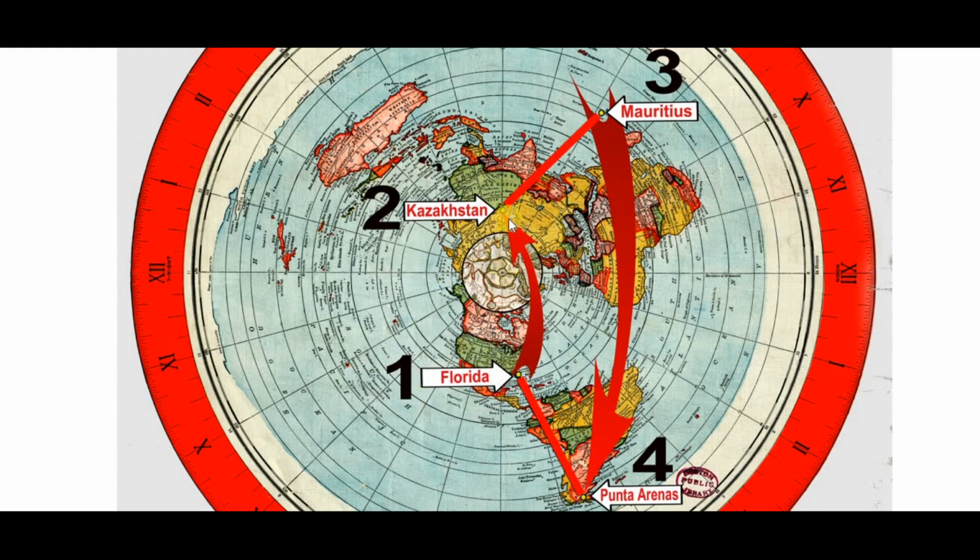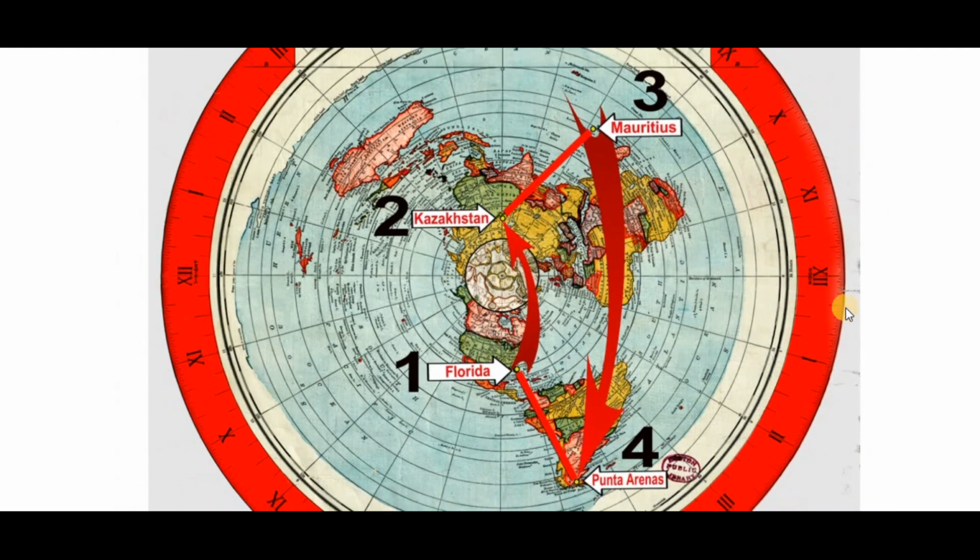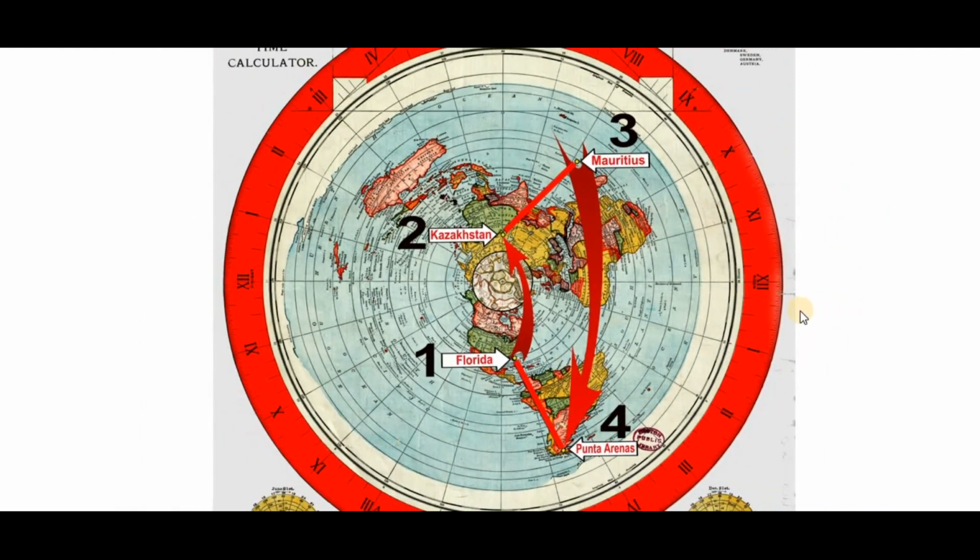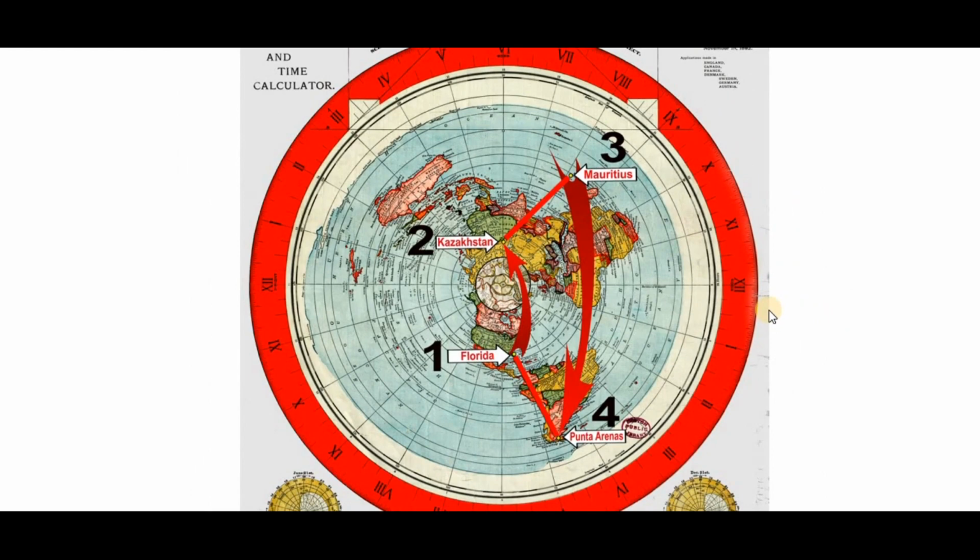From there, he flew to Kazakhstan, and he flew along the jet streams, which go around the North Pole. From Kazakhstan, he went to Mauritius, number 3. And from Mauritius, he flew all the way from there to Punta Arenas in South America, in Chile. Now, I know some people will say, well, that's a long flight for a G650ER, but let's look on the flat earth map with the trade winds helping this airplane.